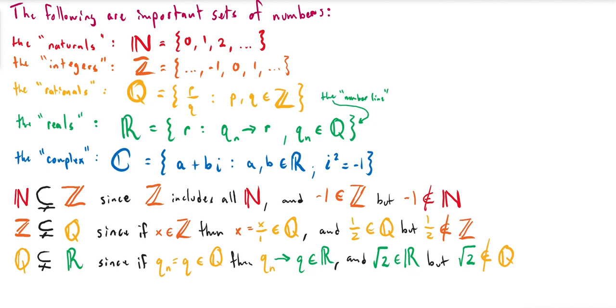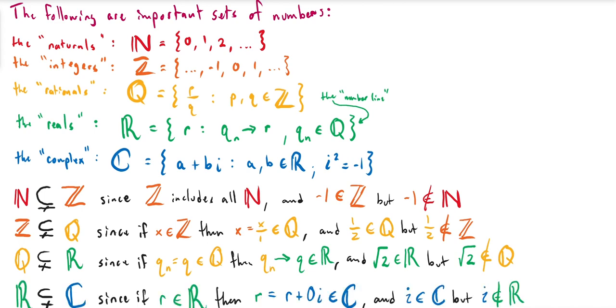In terms of sequences, the constant sequence of rationals converges to itself, and so that's also a real. Likewise, the reals are a proper subset of the complex numbers, since any real number is also complex. It just has 0 imaginary part. But i is a complex number which is not real, so they are a proper subset.